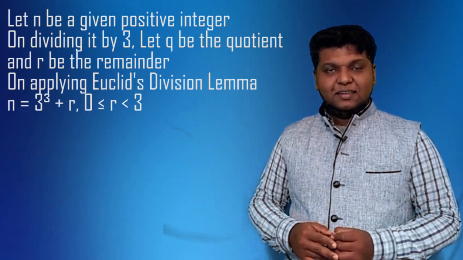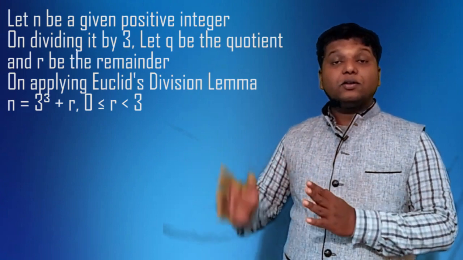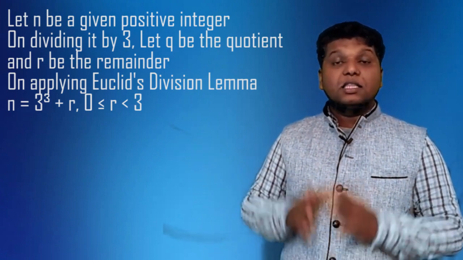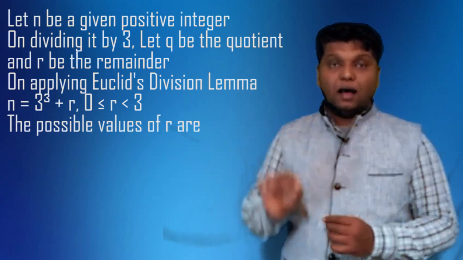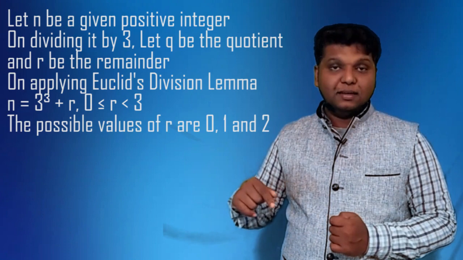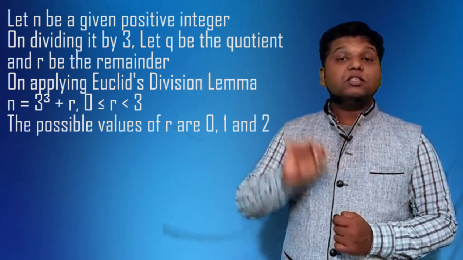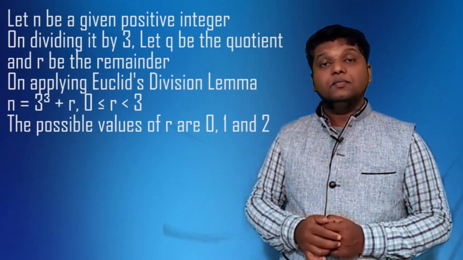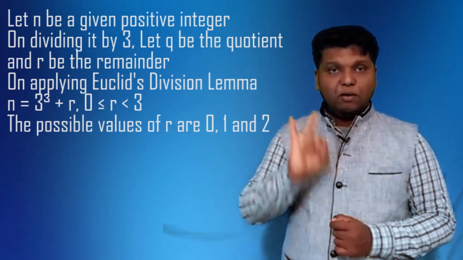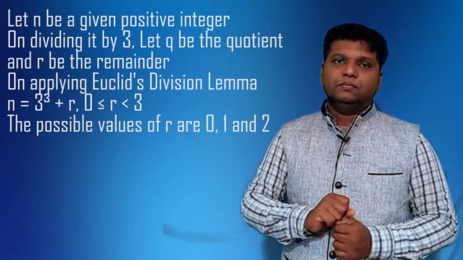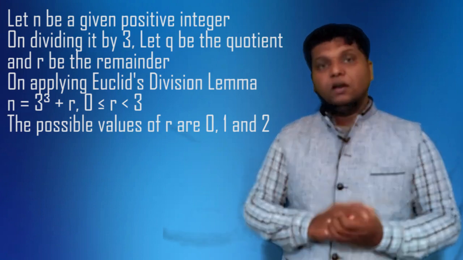So now 0 ≤ r < 3. That means the possible values of r are 0, 1 and 2, not 3, because it should be less than 3. So there are 3 possible values. Next step, we write the possible values of r: 0, 1 and 2. These are the 3 possible values of r.